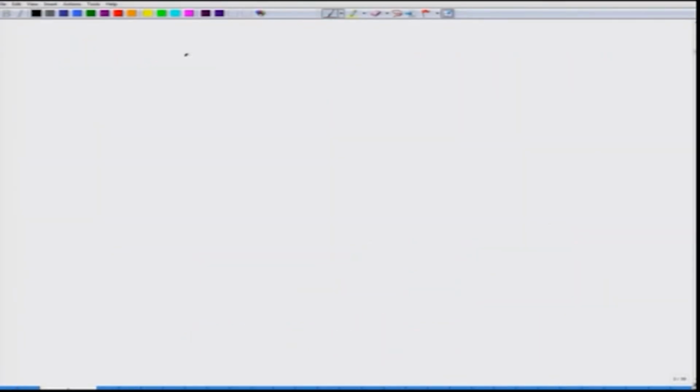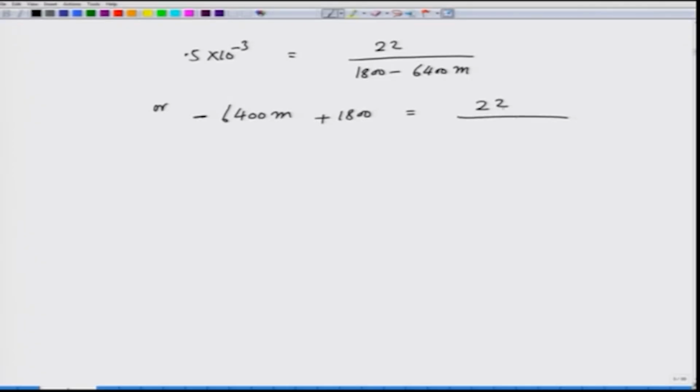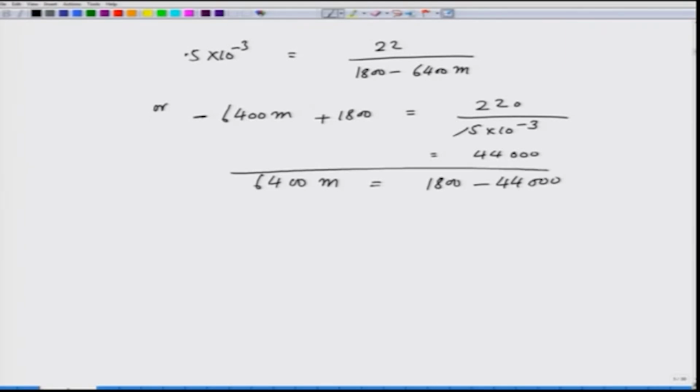We get 0.5 times 10 raised to minus 3 is equal to 22 over 1800 minus 6400 m, or 6400 m with a minus sign plus 1800 is equal to 22 over 0.5 times 10 raised to minus 3, which is 44,000, and therefore, I get 6400 m is equal to 1800 minus 44,000. This gives m to be less than 0.